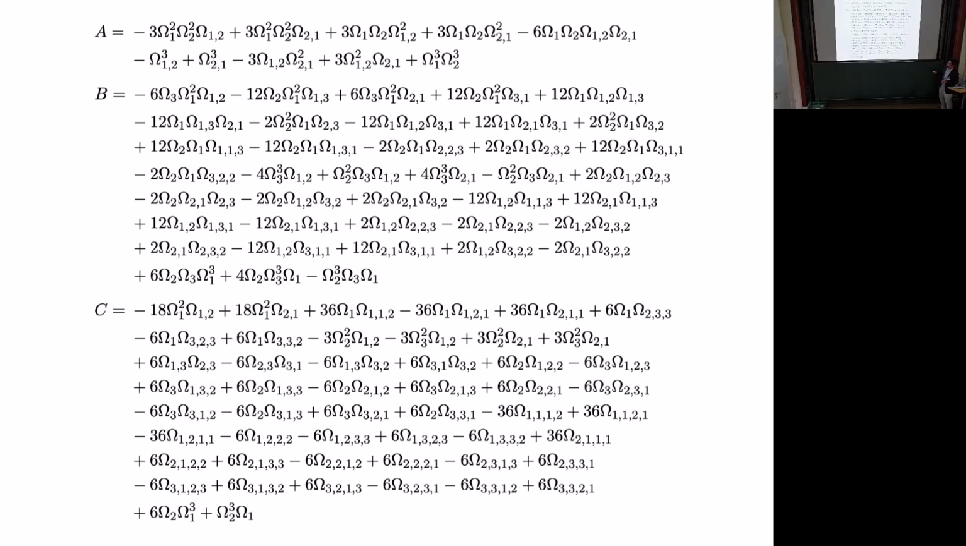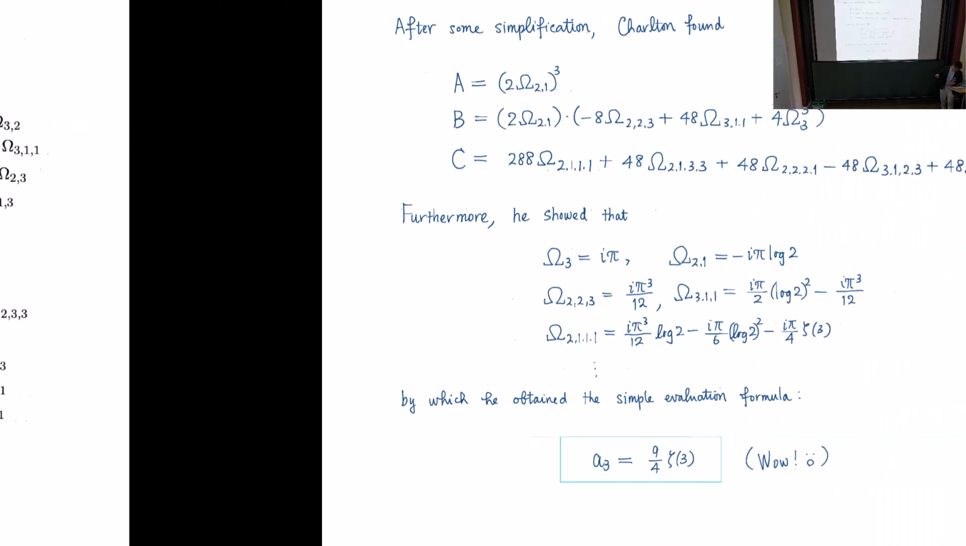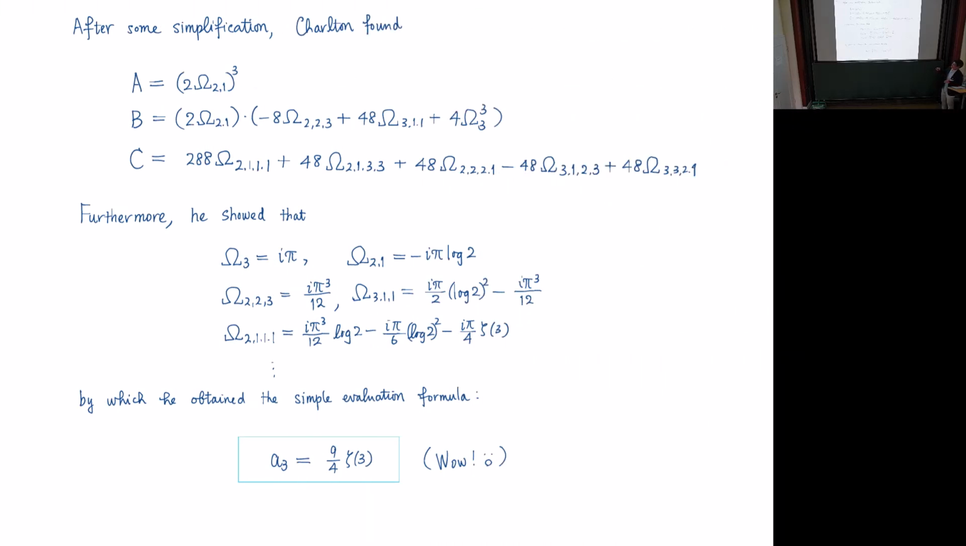But Stephen somehow found some pattern and he tried to simplify it in this way. So A is a cube of this guy, B is a product of those. Well, it's still a little bit complicated, but it's more manageable. And you have some coefficients, like 2, 4, and so on. And then he brute-force computed those values, which sometimes contain log 2, but in the end, the log 2 terms cancel out, and A3 turned out to be 9 divided by 4 times.